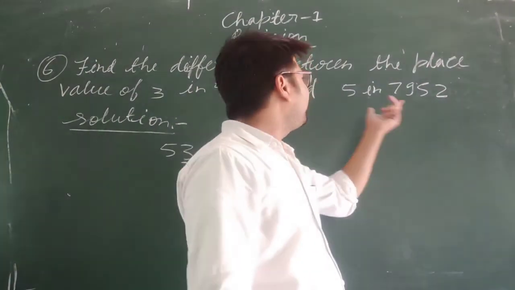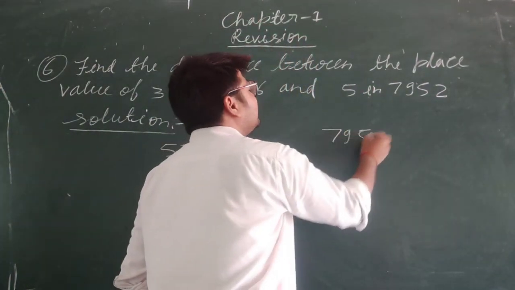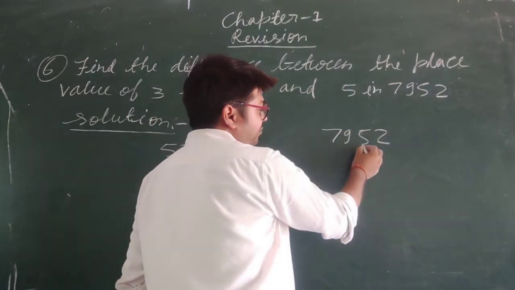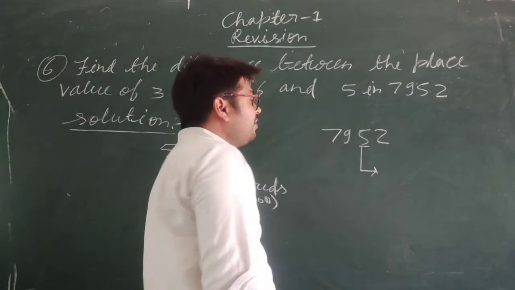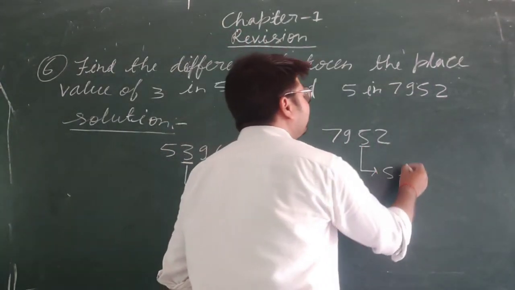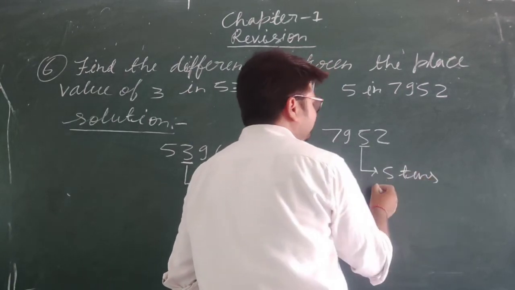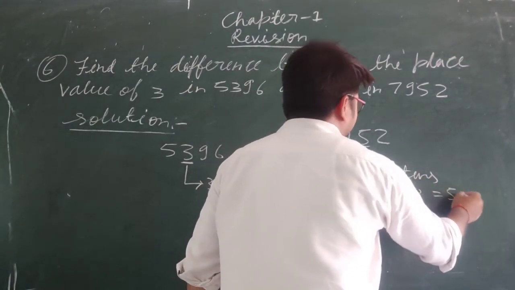And in this number 7952, you have to find the place value of 5. So 5 is at the tens place. So you write here 5 tens. 5 tens means 5 will be multiplied by 10. So you will get 50.